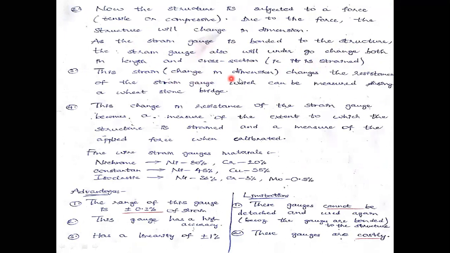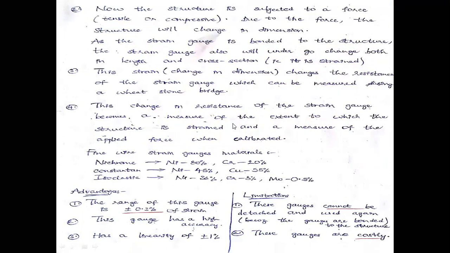This strain, the change in dimension, changes the resistance of the strain gauge, which can be measured by using a Wheatstone bridge. This change in resistance of the strain gauge becomes a measure of the extent to which the structure is strained, and a measure of the applied force when calibrated.